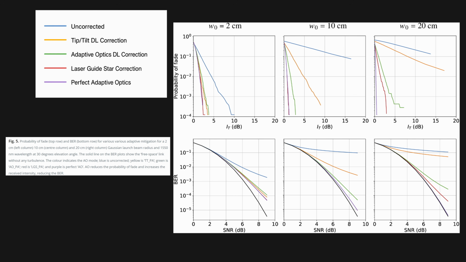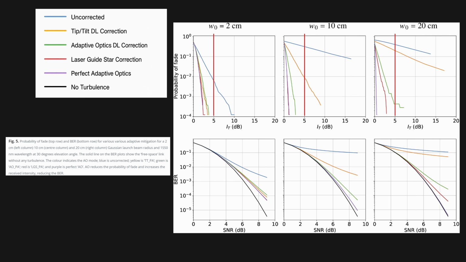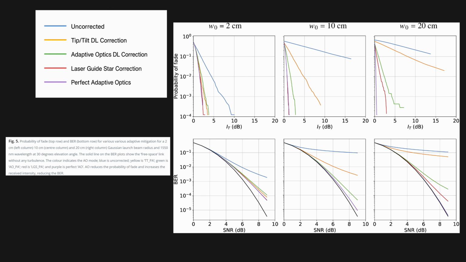The top chart has the fade condition on the x-axis. So for example, if 5 decibels weaker than average signal is the threshold for a fade, then it would have the given probability at each beam size and adaptive optics setting. The bottom chart is a standard signal-to-noise ratio versus uncorrected bit error rate.